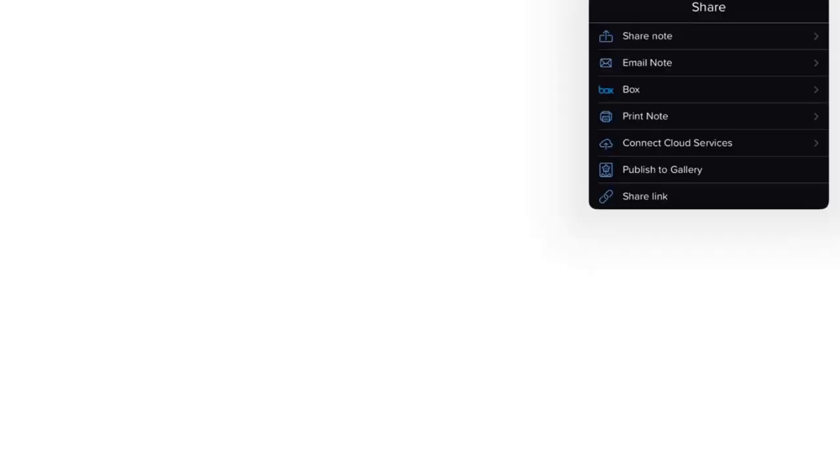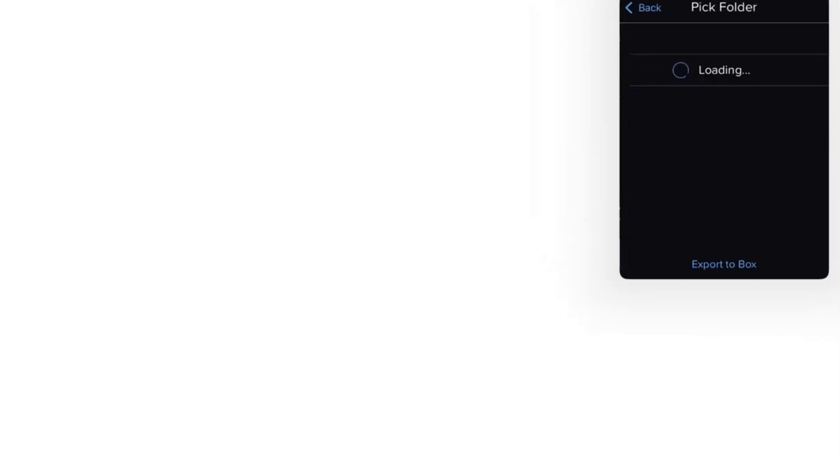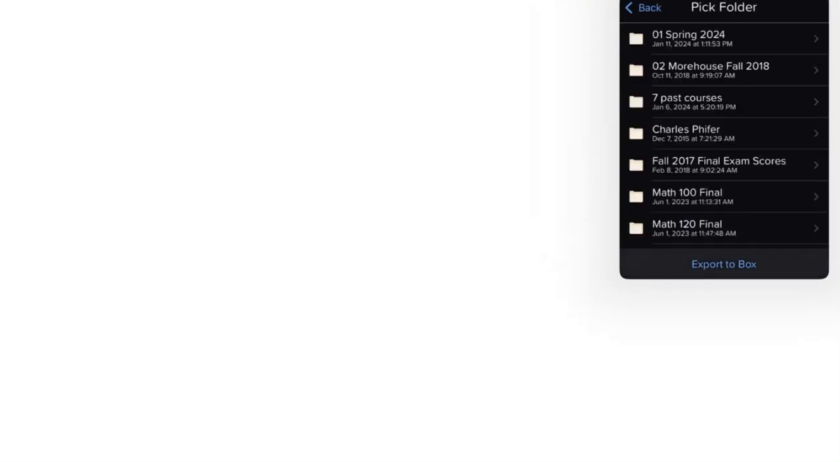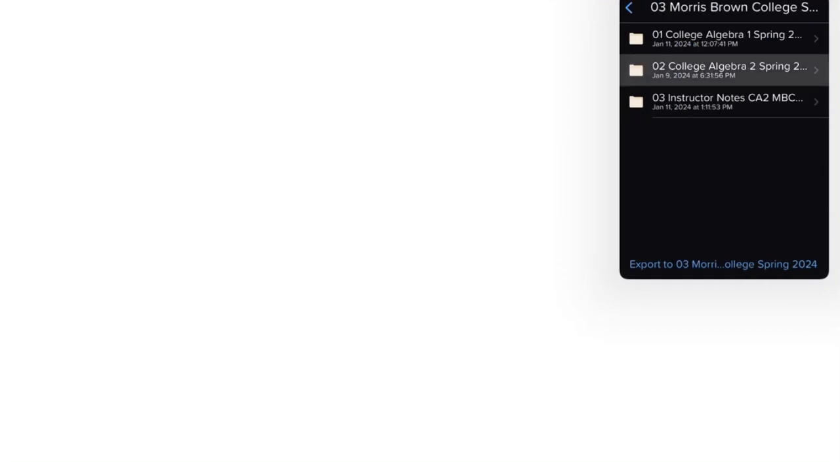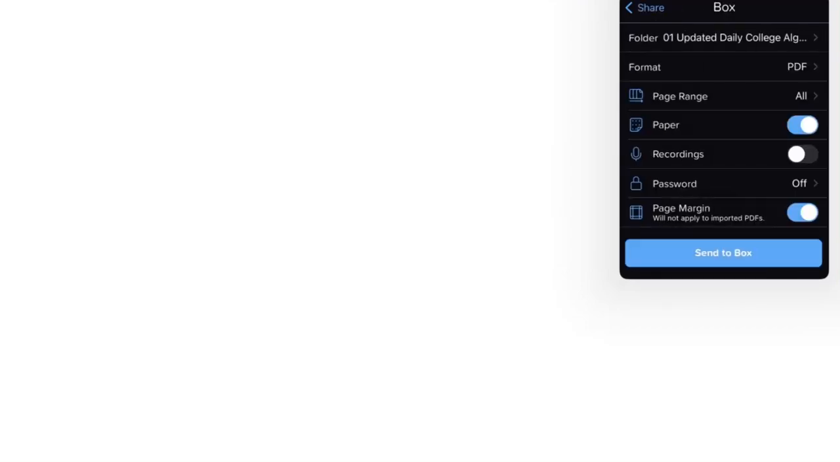I can't think of anything else. So this week we worked on sections 1.2 and 1.3. Let me go ahead and make a copy of this available for you all. I'm going to share it, send it to Box. Let me make sure it's in the right folder. This is the Spring of 24, Morris Brown, College Algebra 2. The notes are updated daily. And we didn't take any notes last time, anything written anyway. All right, I'm going to send this here.